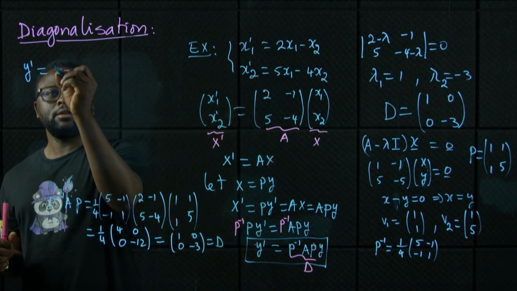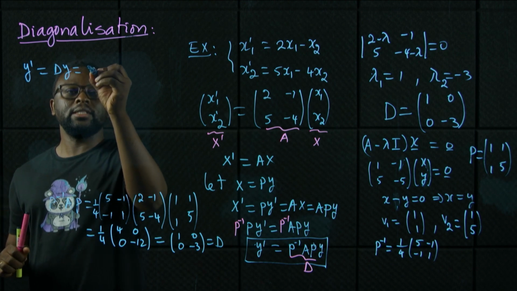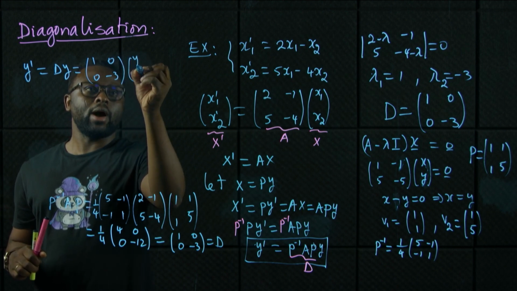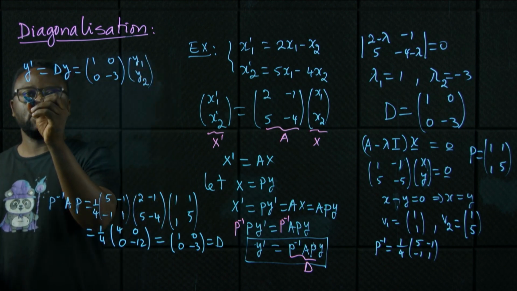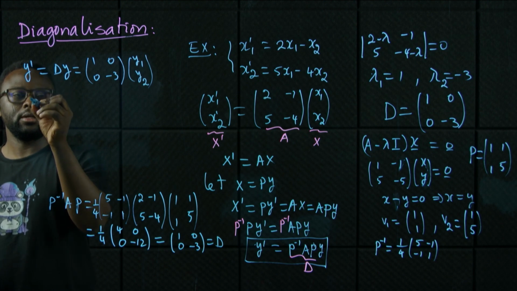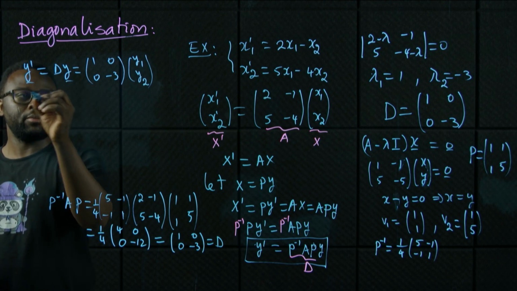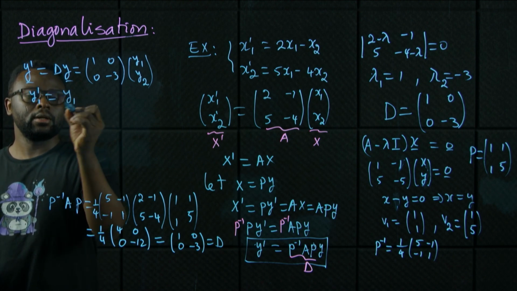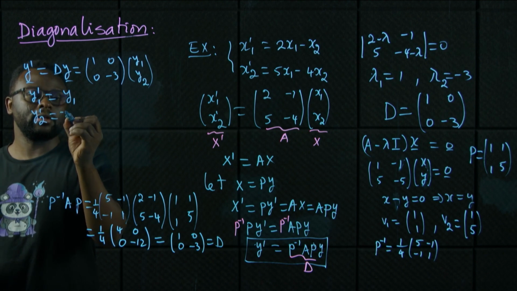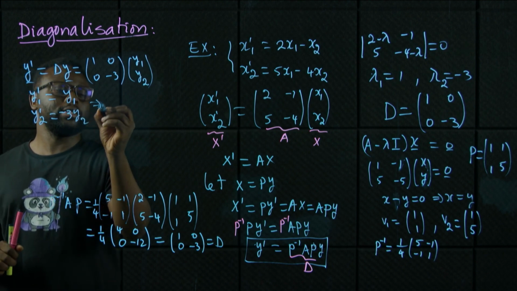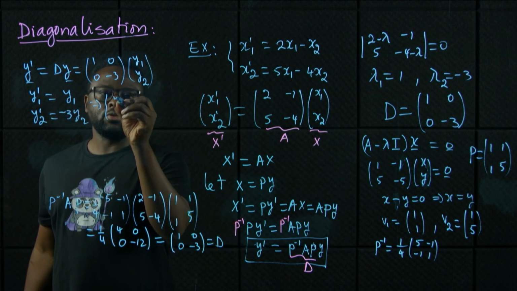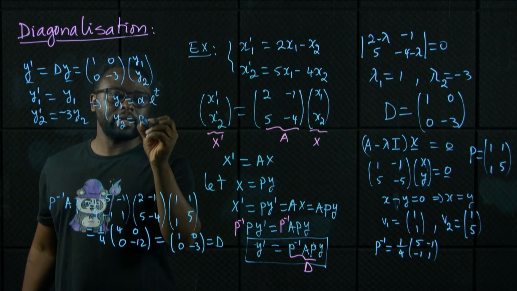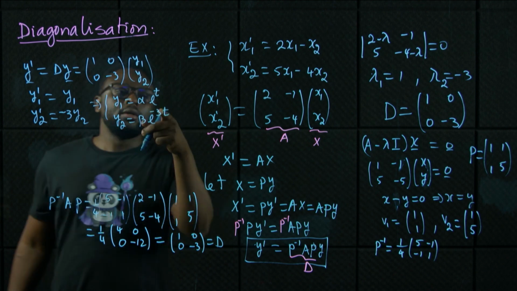So Y prime is equal to D times Y. And we know that D is 1, 0, 0, minus 3, and Y is the vector Y1, Y2. Okay? So this is the vector Y prime 1 and Y prime 2. So we have to solve this system. Y prime 1 is equal to Y1 and Y prime 2 is equal to minus 3 Y2. So solving this system becomes very simple. Y1 is equal to alpha times e to the power t, and Y2 is equal to beta times e to the power minus 3t. Alright, this is what we obtained.